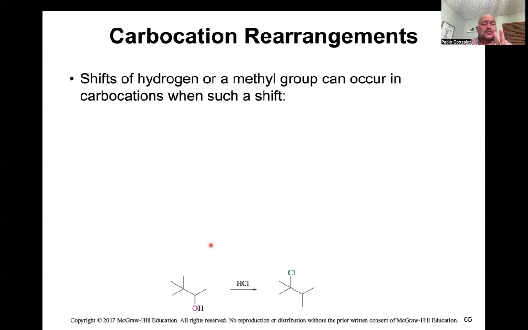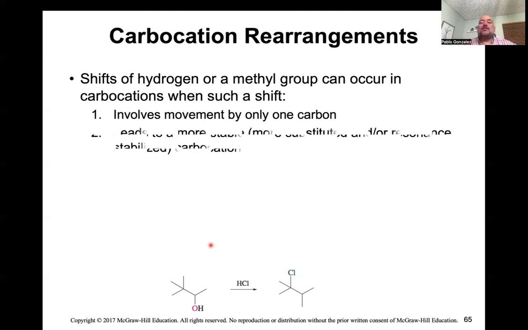So these are two important things that you always need to keep in mind whenever you're going to do a rearrangement of a carbocation. Number one, it involves movement by only one carbon. So if you're on carbon number one, you can move to carbon number two. That's the only step that you can do. The only movement is from one to two. It could be three and four, but the two carbons need to be neighbors, adjacent to each other. And number two, and more important, that migration should lead to a more stable carbocation.